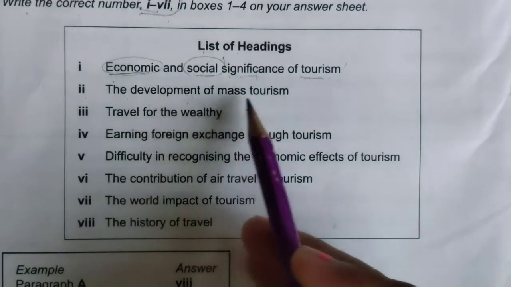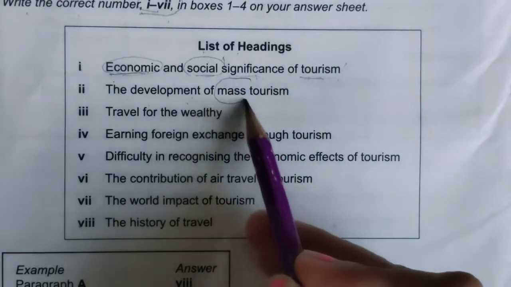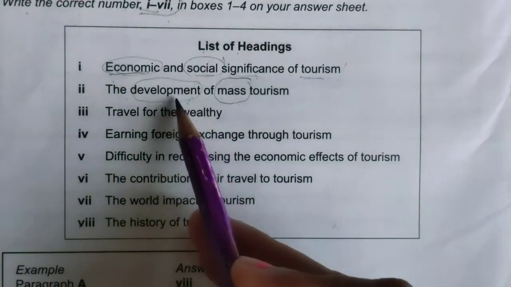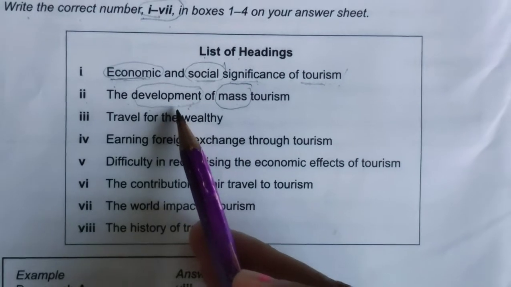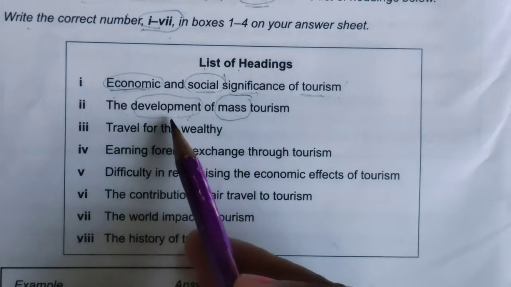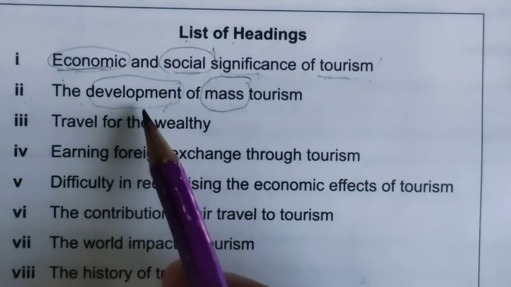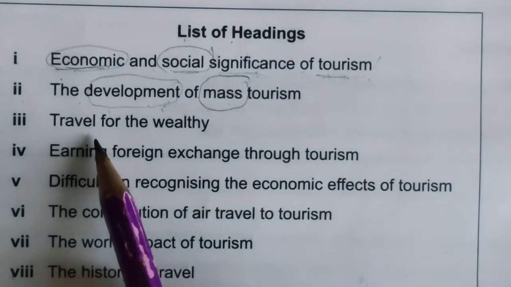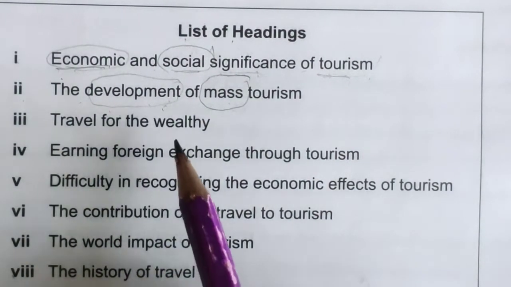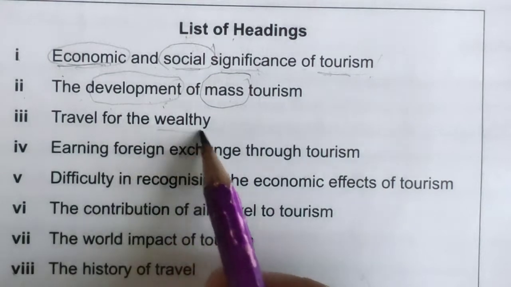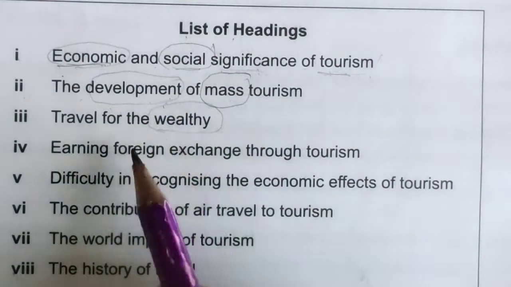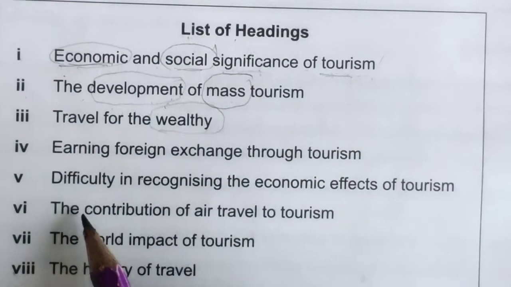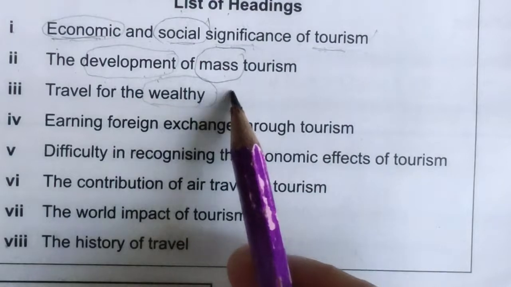Second, the development of mass tourism. Mass and development are the keywords. Instead of development, the writer may use a word like growth or any increasing things, which you can find. The third one is travel for the wealthy, meaning travelling for wealthy people. You will find all this kind of thing in the paragraph if there is anything referring to it.